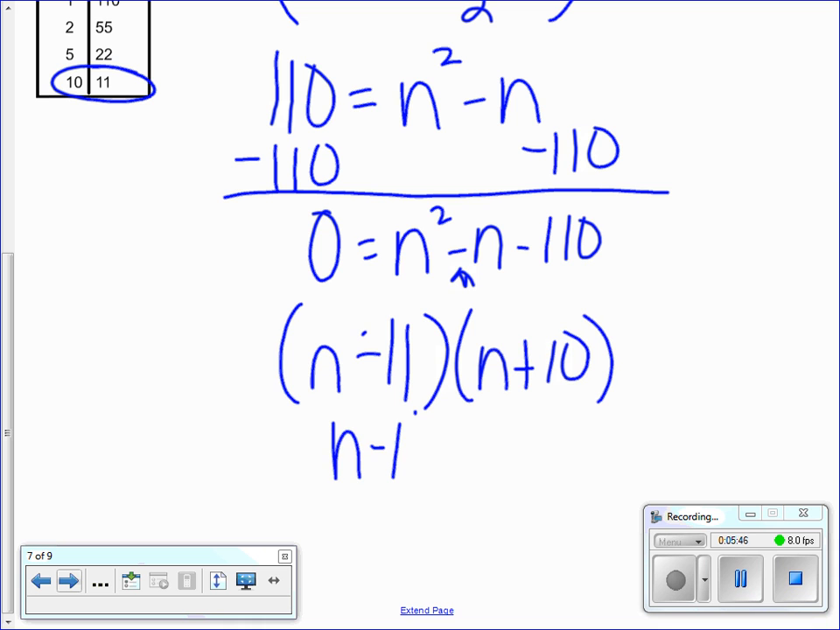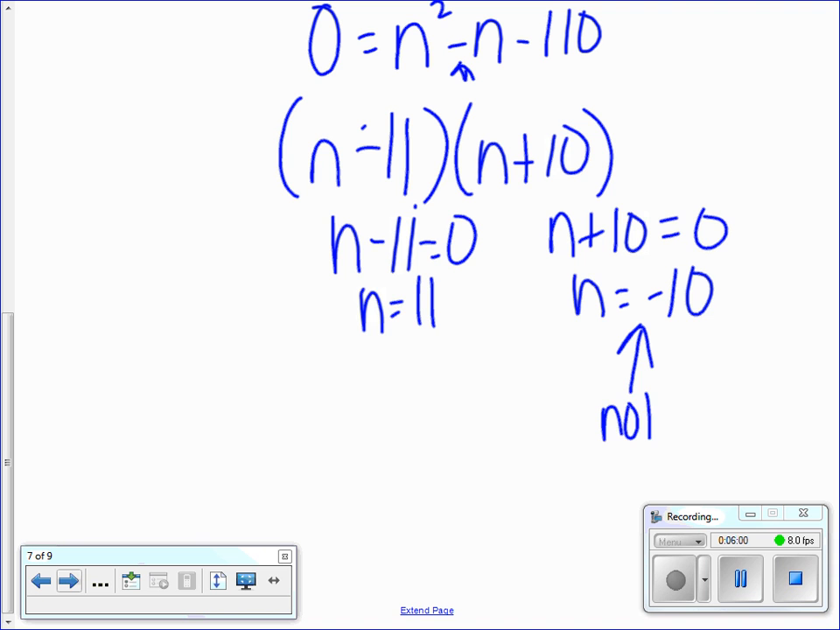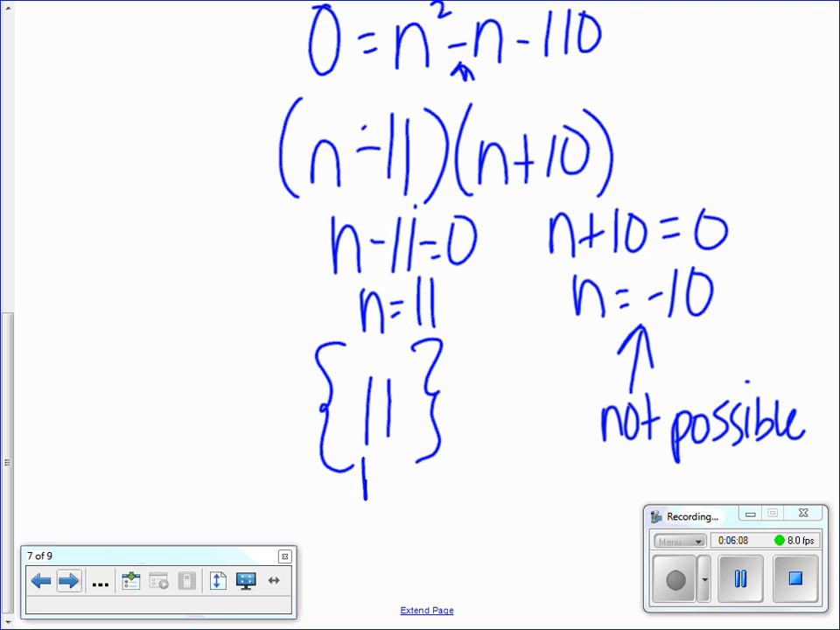n minus 11 equals 0, so n equals 11. n plus 10 equals 0, so n equals negative 10. The number of people cannot be negative, so this is not possible because it's a word problem. So my answer is 11 people. Remember, word problem, look at some word answers.